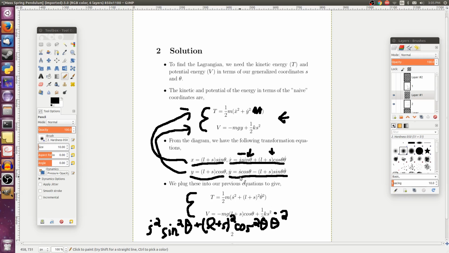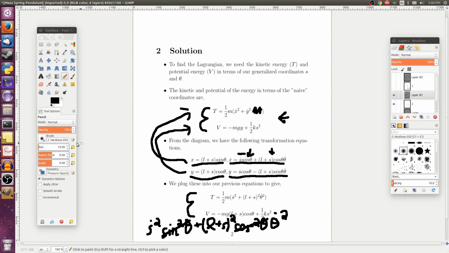And then when you square that y dot and then add it to this, so this is going to contribute an s dot squared cosine squared theta, which you could combine with this one to just get an s dot squared. And then here you would get a contribution of this thing right here, but just with sine squared theta, so you can combine that as well. So that's how you get this part.